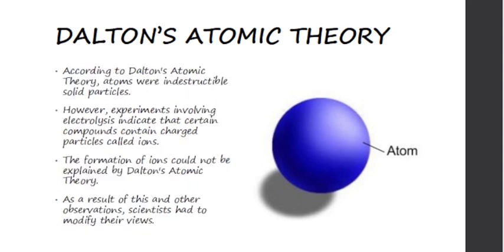According to Dalton's atomic theory, atoms were indestructible solid particles. However, experiments involving electrolysis indicate that certain compounds contain charged particles called ions. The formation of ions could not be explained by Dalton's atomic theory, and as a result of this and other observations, scientists had to modify this view. So you will notice that there are so many postulates in Dalton's theory that deviate from the actual thing that happens in nature.